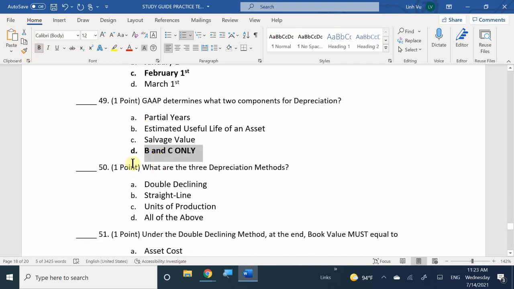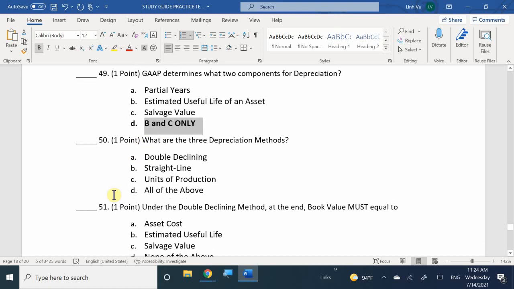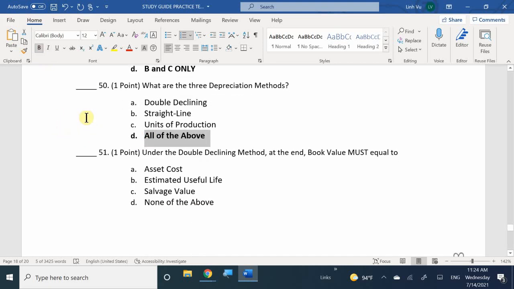Number 50, okay? What are the three depreciation methods? D. Yes. Okay, straight line, double declining, and units of production. All right. Number 51, under the double declining method, at the end, book value must be equal to, I would say C. C.